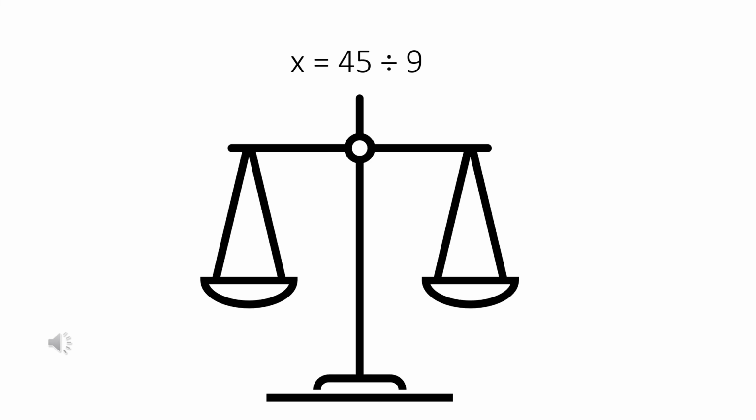Once I balance that equation out, I have x on one side, and I'm going to do 45 divided by 9 on the other side, which gets me to a point where I finally have x on one side of the equation by itself, and the answer on the other side. x in this equation is equal to 5.